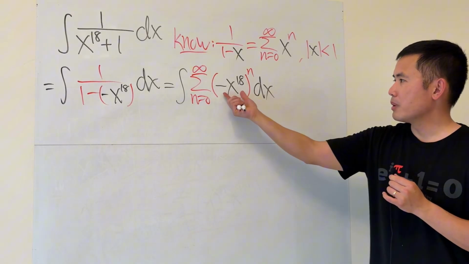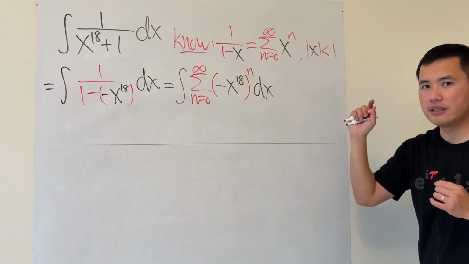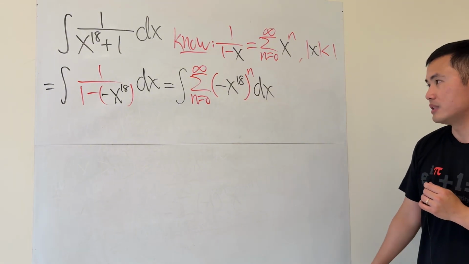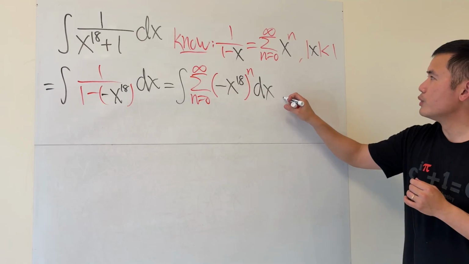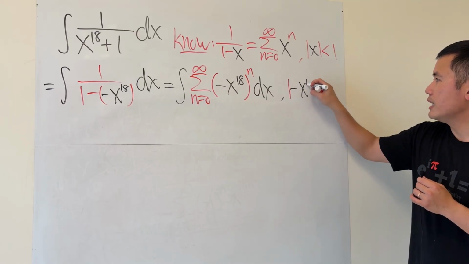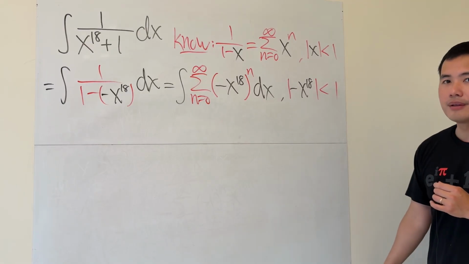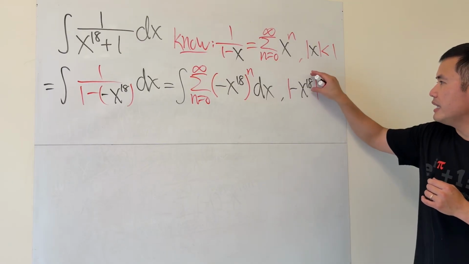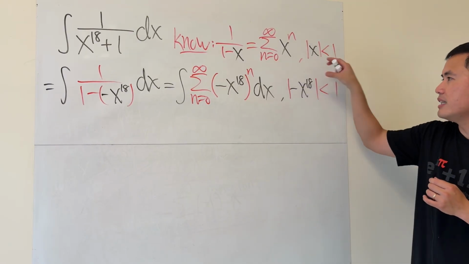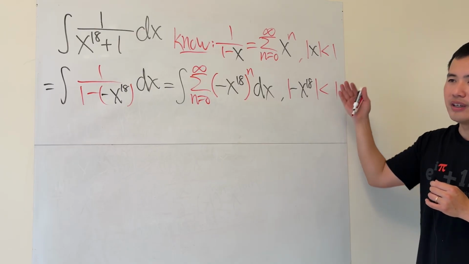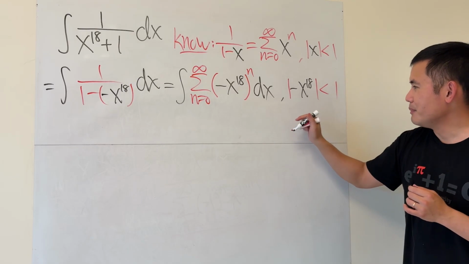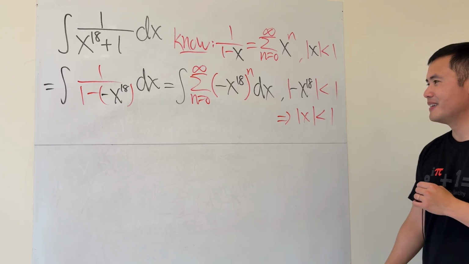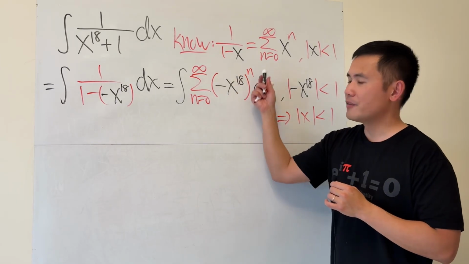But we should also be plugging this right here because again, that's the technical part. In order for us to use this power series, we have to be careful with the interval of convergence. So let's go ahead and write absolute value of negative x to the 18th power has to be less than 1. But this right here is not bad because first, absolute value of a negative, the negative doesn't matter. The 18th power can be put on the outside and then just take the 18th root on both sides. 1 to the 1 over 18th power is just 1. So this really implies absolute value of x is less than 1, which is the same as the original, which is very nice.